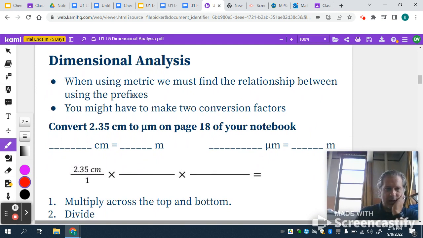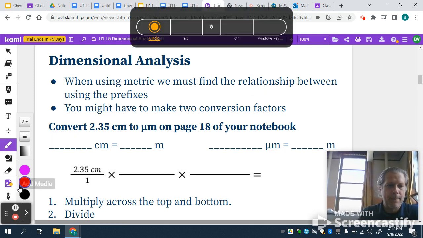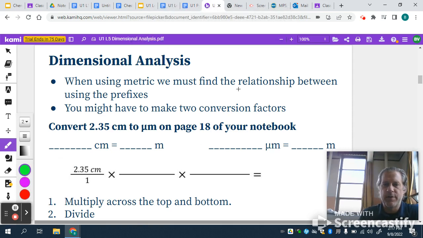So when using dimensional analysis with the metric system, we're looking for the relationship between the prefixes. Sometimes you might have more than one conversion factor. In this case, we're going to have 2 conversion factors. Now again, I want you to convert 235 centimeters to micrometers on page 18 of your notebook. So we'll do that now, but I want you to do it in your notebook.